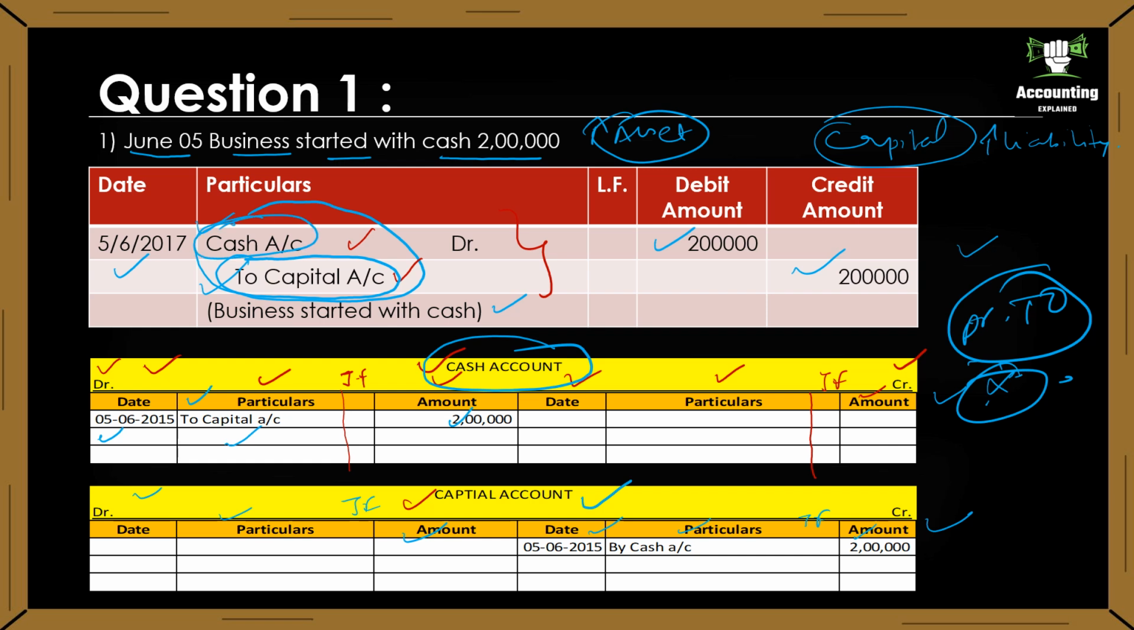What have you done with the cash account there? You have debited it. So in the ledger, on the same date 5/6 you are going to credit cash account. When you credit an account in the ledger, it will start with By. When you are going to write on the credit side, it will start with By. Okay, so by cash account 2 lakhs.